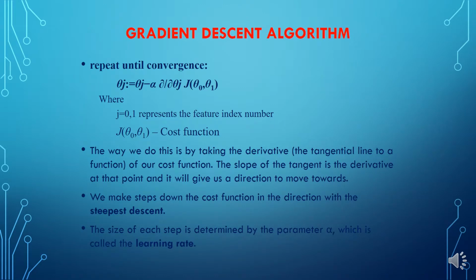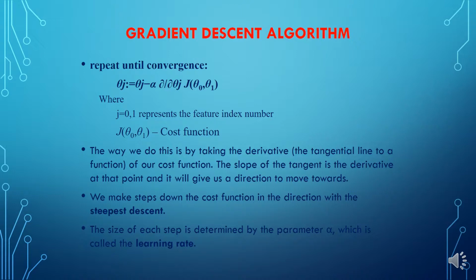This is the slide which gives you the gradient descent algorithm. Let us look at the algorithm given on the top of the slide. I'm reading from the slide. Repeat until convergence. Theta j is equal to theta j minus alpha multiplied by the partial derivative of the cost function. The cost function is J of theta naught, theta 1, and j is equal to 0 or 1 in case of simple linear regression.